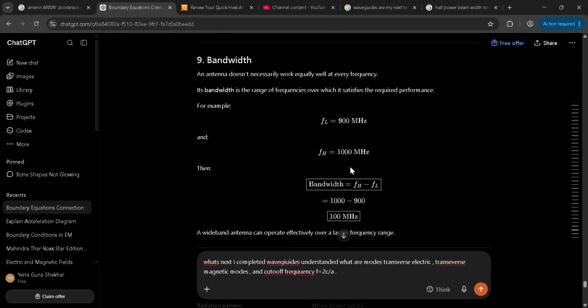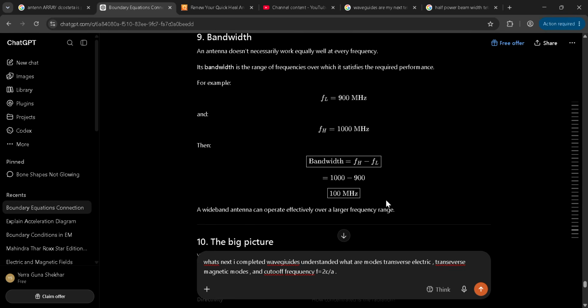Bandwidth. An antenna doesn't necessarily work equally well at every frequency. Let me explain. Different antennas work with different frequencies. For example, if the low frequency FL is 900 megahertz and the high frequency FH is 1000 megahertz, then the bandwidth is 1000 minus 900, which is 100 megahertz. A wideband antenna can operate over a large frequency range.